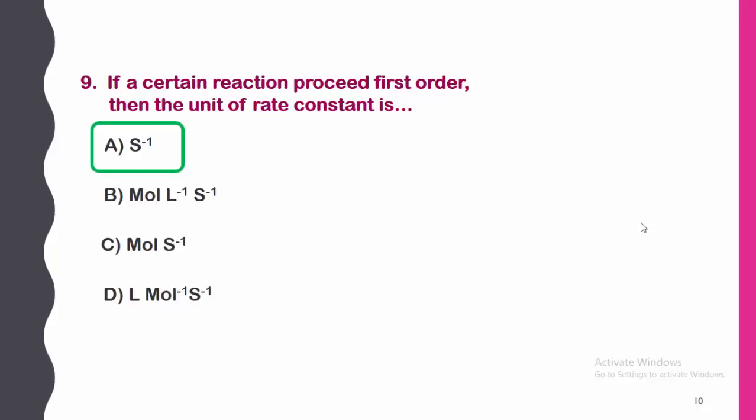We already studied this in the theory, in part 1, that the unit of the first order rate constant is per second. The question is just a twist: the reaction proceeds through first order and the rate constant is asked for that reaction. So option A, per second, is the right answer.